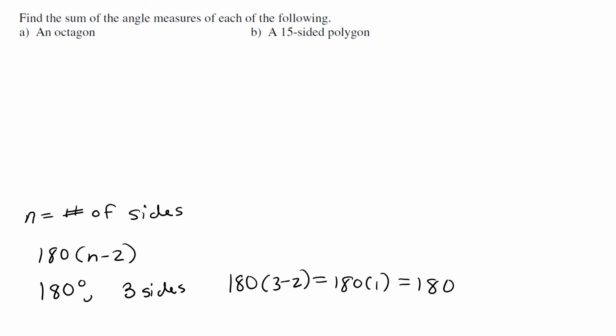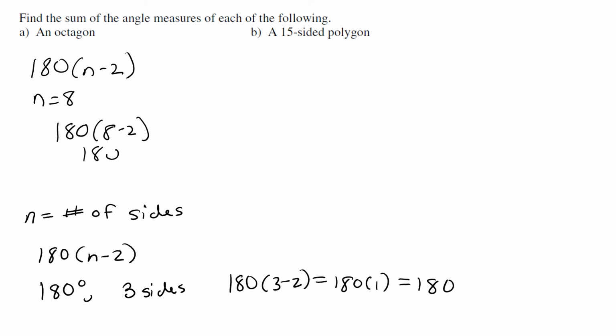So find the sum of the angle measures of each of the following. So an octagon, we said, has 8 sides. So we want to take our formula, 180 times n minus 2, where n is equal to 8. So 180 times 8 minus 2. So 180 times 6. And that should give us the sum of all those angles. So 180 times 6, and that is 1080. So there is a total of 1080 degrees in an octagon.